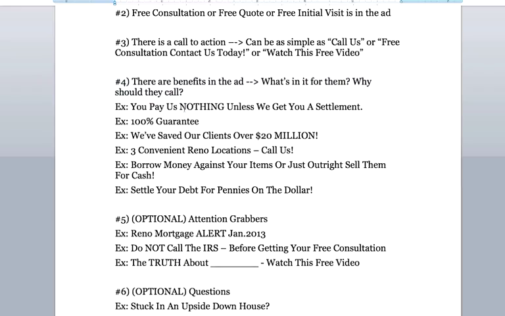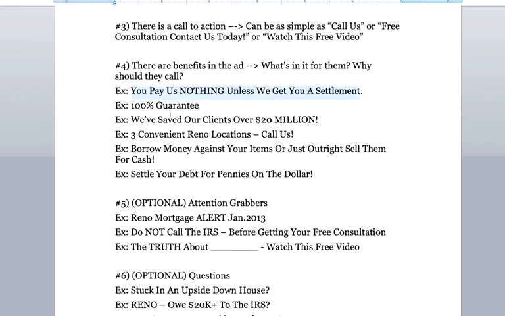You might want to write down 5 of these benefits and just think about them and test different ads using different benefits. So for example, here's a huge benefit. You pay us nothing unless we get you a settlement. I think another time I said, we only get paid if you do, or something like that. Another benefit is 100% guarantee. Here's a different benefit. We've saved our clients over 20 million. 3 convenient Reno locations. Call us. That has a call to action in there too. And this is a benefit too.